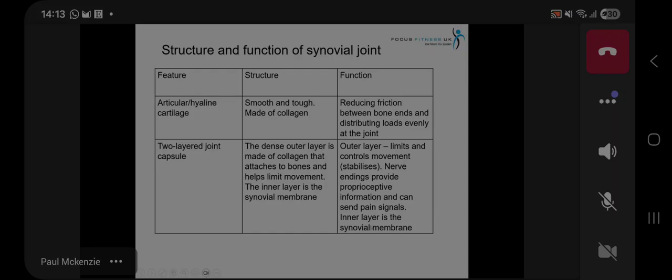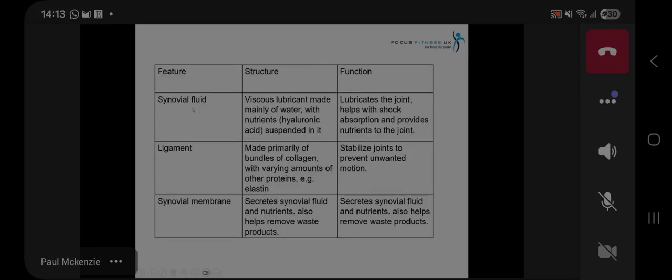So the inner layer forms the synovial membrane. You have synovial fluid. That's a viscous lubricant made mainly of water. It's got nutrients like hyaluronic acid, lubricates the joint and helps with shock absorption.